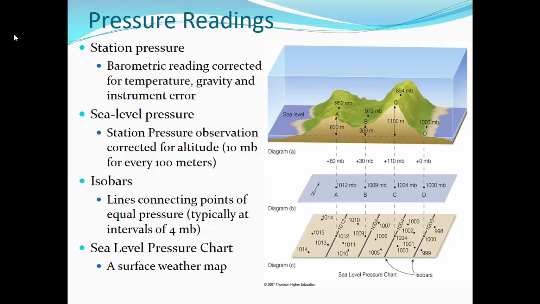So the reality is, where it looks like the lowest pressure on the topographic map at the top is station C at 894, when it's corrected for altitude, we see the lowest pressure is in fact D at the beach with 1,000 millibars and higher pressure at A. And so there's a pressure gradient from A to D. That's the direction the wind would blow, from west to east. Now, isobars, as we've said, are lines connecting points of equal pressure, always in millibars on surface charts and typically at 4 millibar increments. So a sea level pressure chart is a surface weather map.